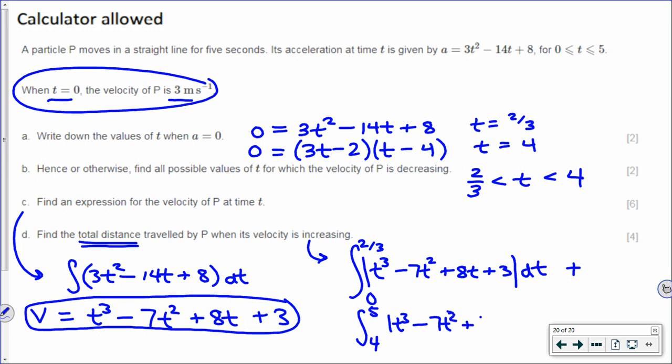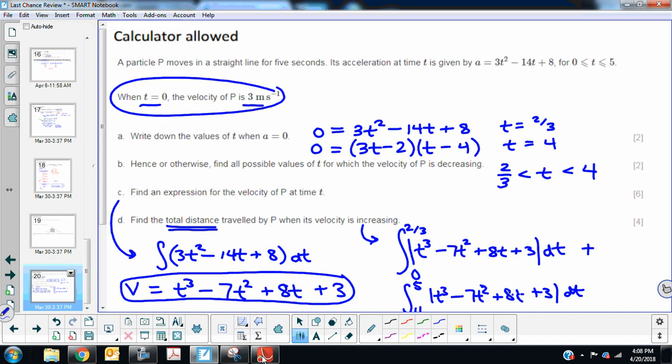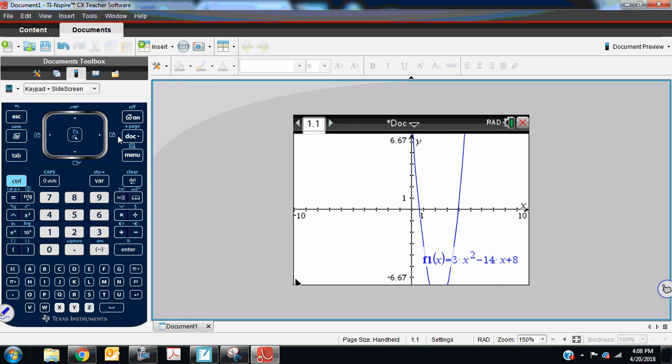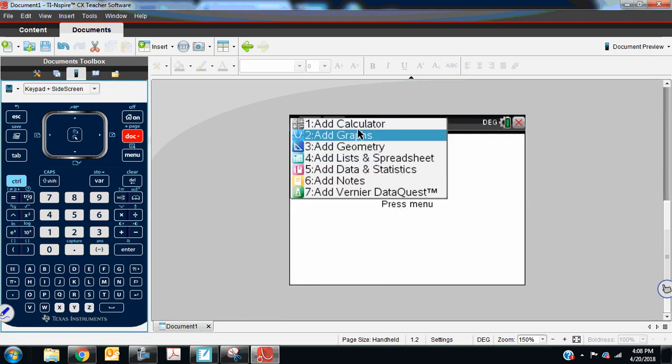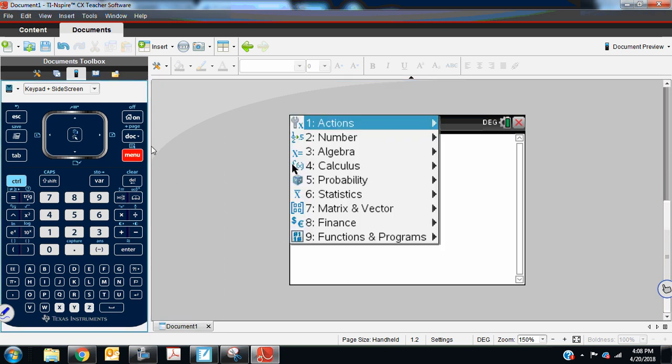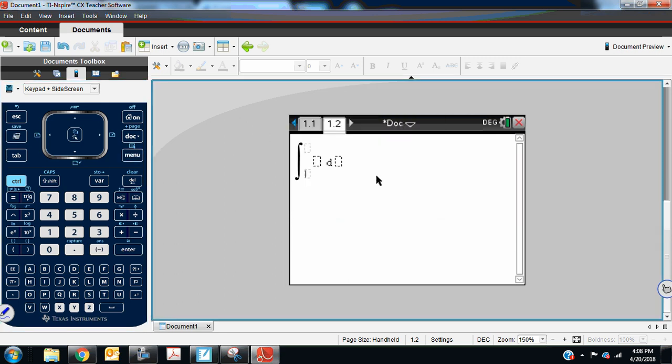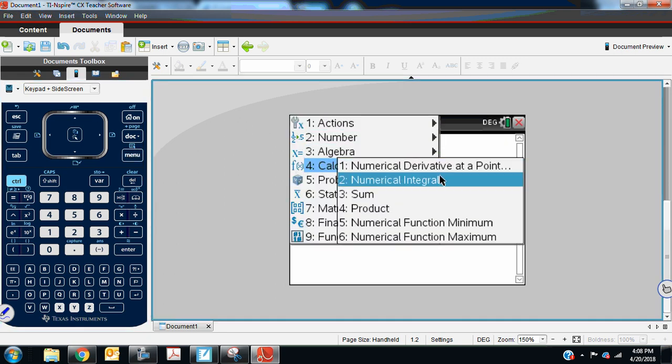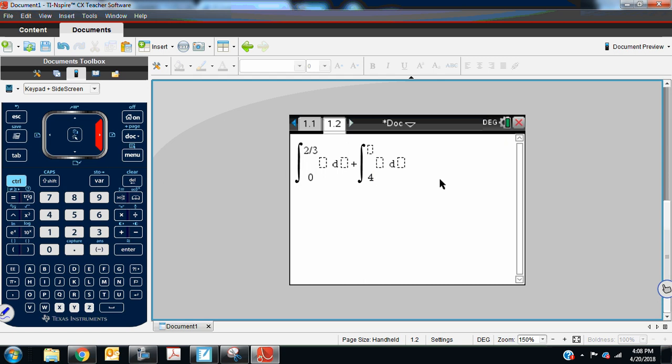So we could evaluate these 2 separate numeric integrals using the calculator by going to a calculator screen, so not a graph screen, but a calculator screen. On this menu, we have a few options under calculus, including numerical integral. So we're going to be going from 0 to 2/3 and evaluating the function. And then we can do plus. And again, we can go to the menu, calculus, numerical integral, and do 4 to 5, the same thing.